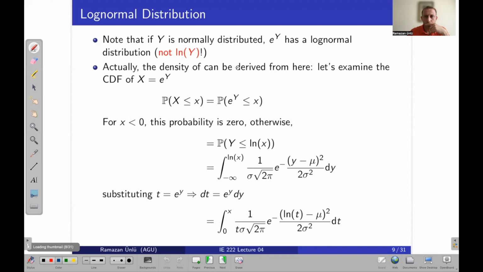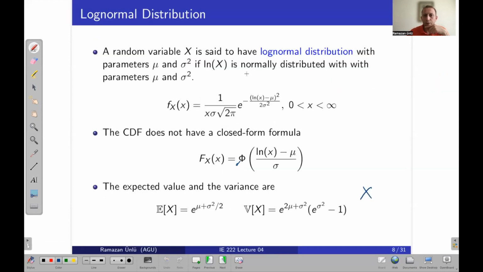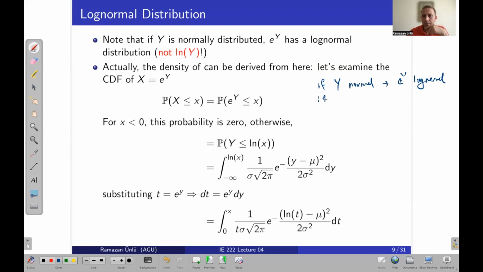So let me write here, if y is normal, then e to the y is log normal, okay? And if ln of y is normal, then we can say that y is log normal, okay? So keep this in mind, and don't be confused about the ln and e to the power, okay?